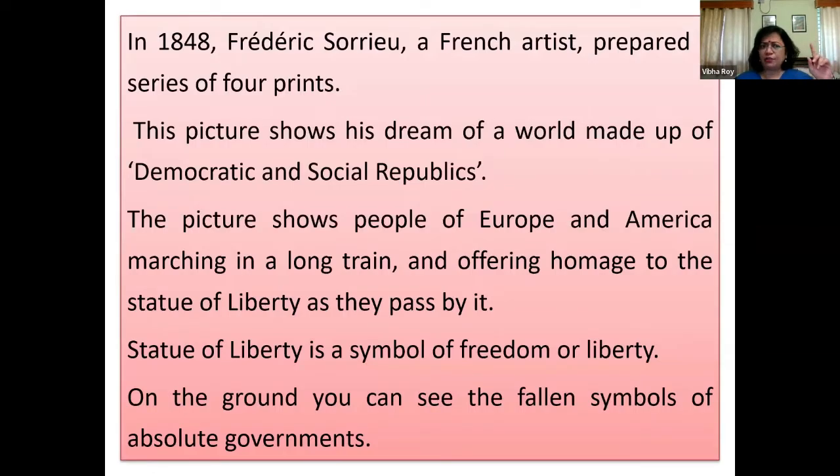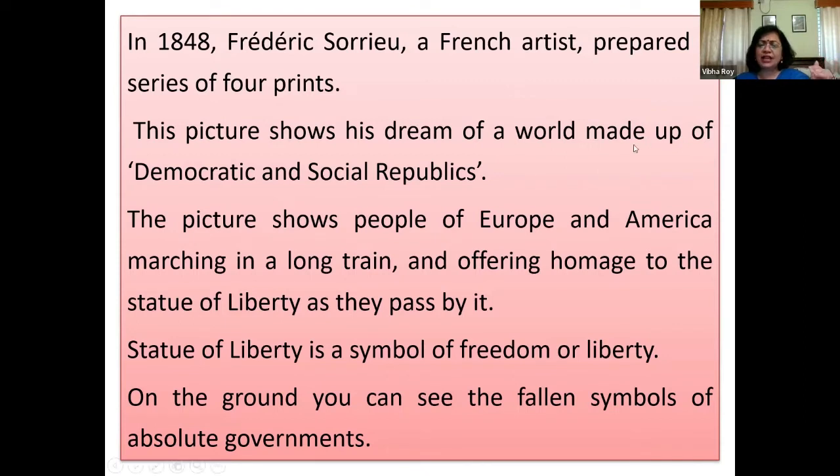Now, this picture was made in 1848 by a French artist, Frederick Sorrieu. He prepared a series of 4 prints. And this picture shows his dream, his vision of what the world should be. So this picture is showing a world made up of democratic and social republics, what he visualized the world to be. The utopian world, something which is not existing, but he visualized that the world should look like this. So this is his image of the world.